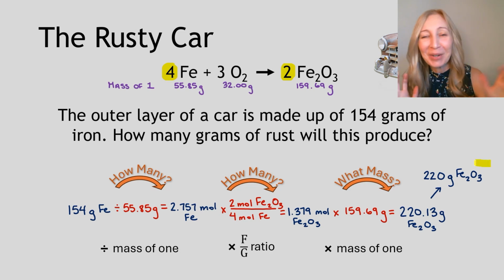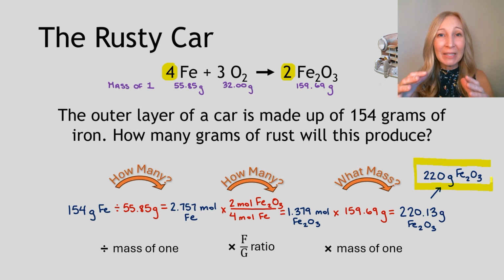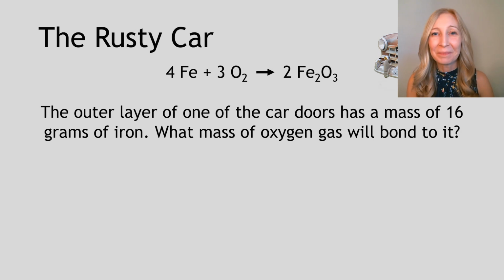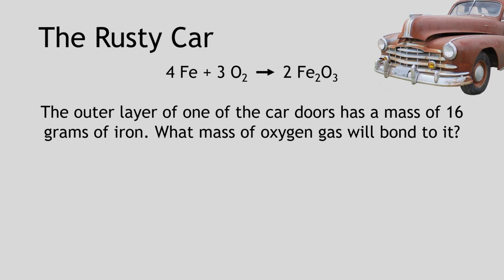Was it magic? How did it get heavier? Well, the oxygen from the environment reacted with the iron to form a heavier, more complex compound. Let's do another problem. I want you to pause the video and try this one on your own, and then play the video back and check your work.